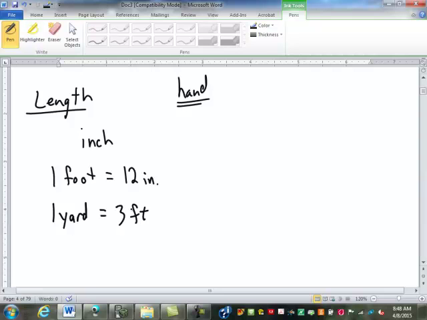Bigger than a yard, like we said, there's a fathom, there's furlongs, there's stuff like that. There is one that we're going to use that you might not be so familiar with. It's called the rod. A rod is 5.5 yards, or 16.5 feet.